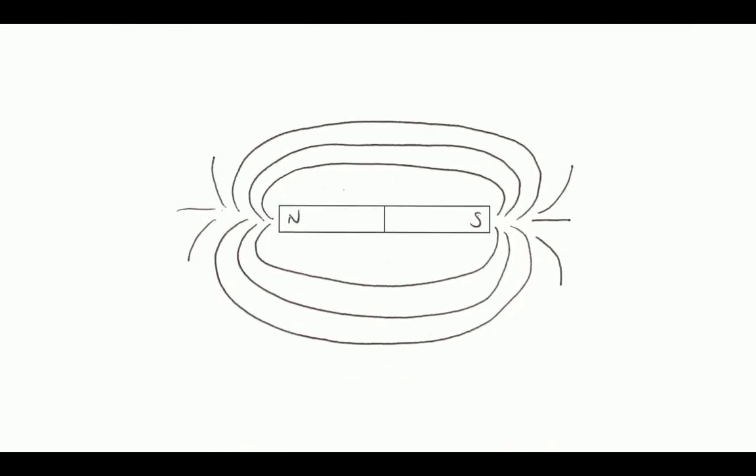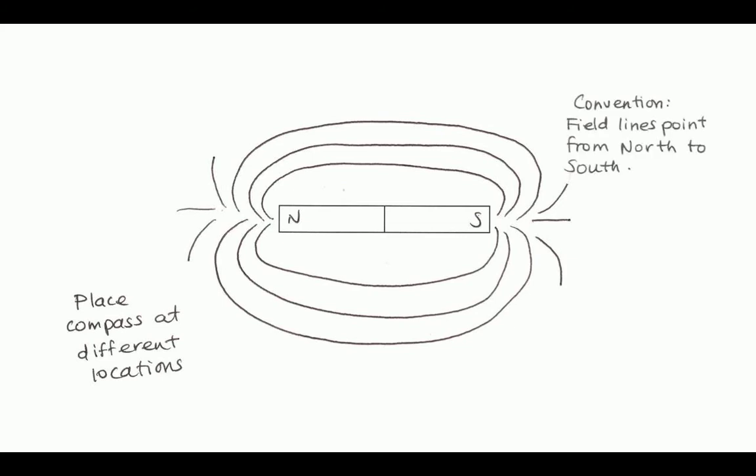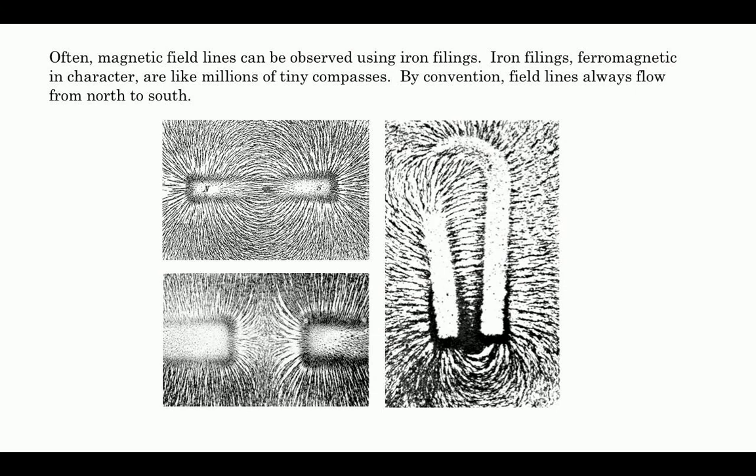Okay, so here's a very standard diagram of a north and a south pole, and the magnetic field lines that are created. And one of the conventions that we are going to talk about at this point is that if we were to place the compass at different locations around this magnetic field, we'd get these field lines. And by convention, field lines always point from the north to the south. So we always have magnetic fields that are directed by an arrow to the south pole.